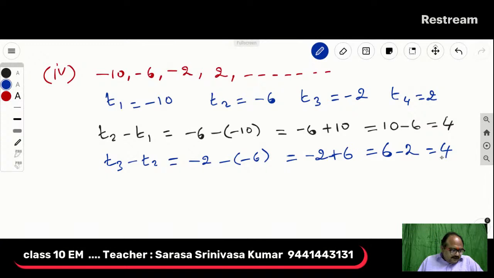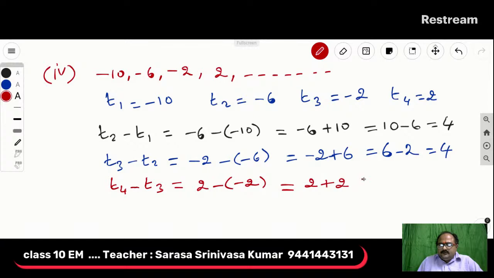Now we calculate T4 minus T3. T4 minus T3 is equal to T4 is 2, minus of T3 is minus 2. So 2 minus of minus 2 is 2 plus 2. This is equal to 4. So here we observe that all the differences give the same result.